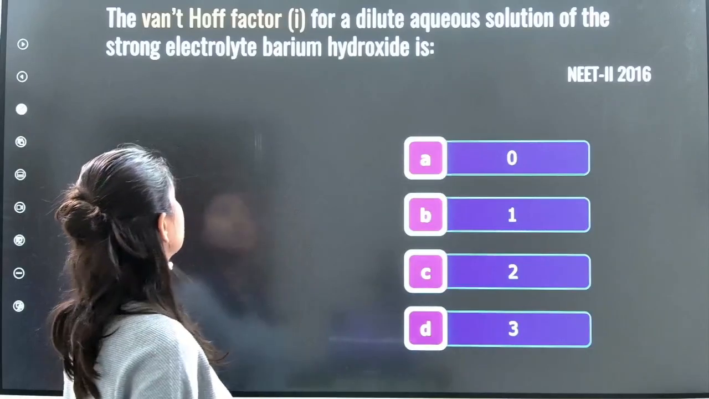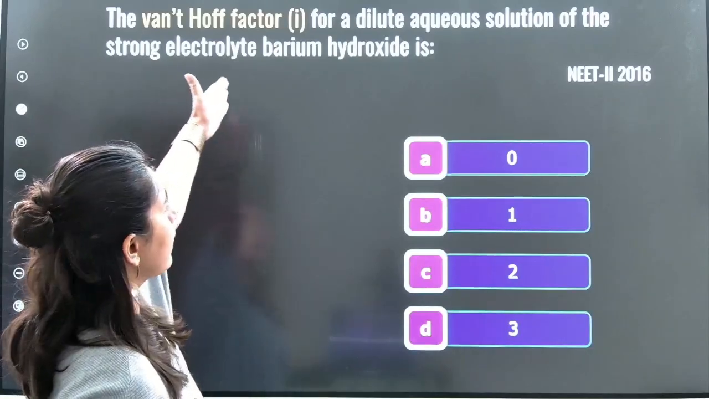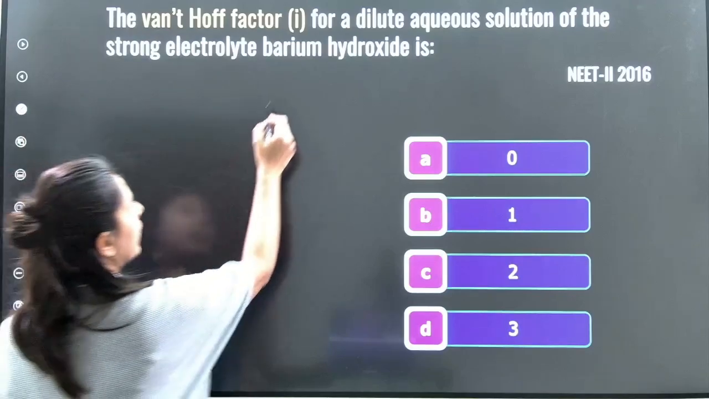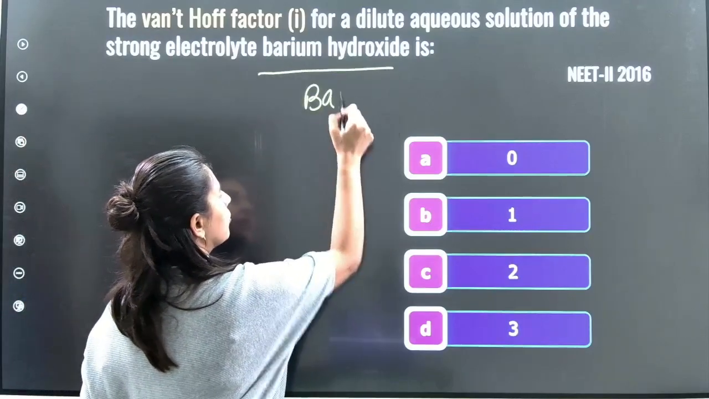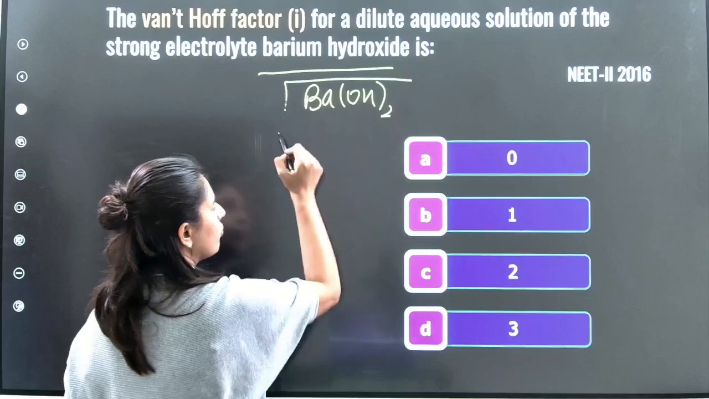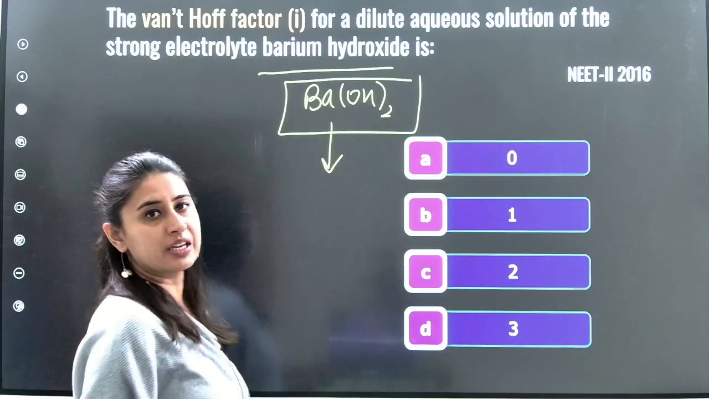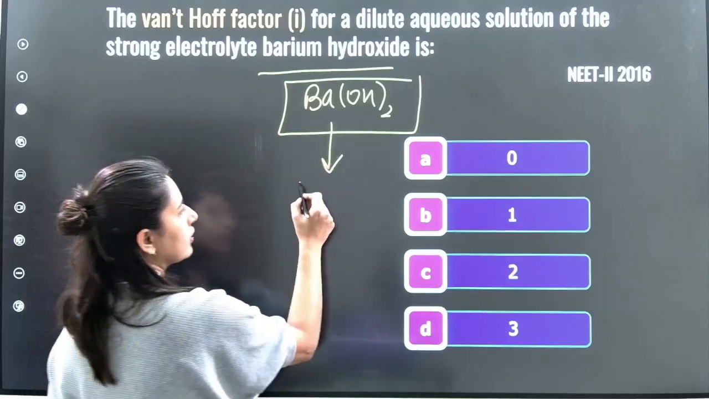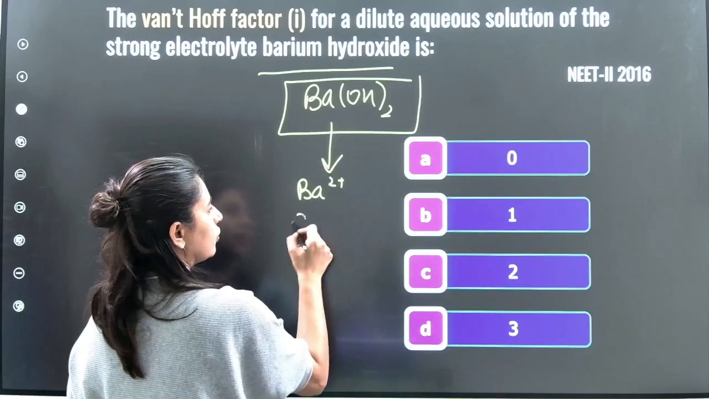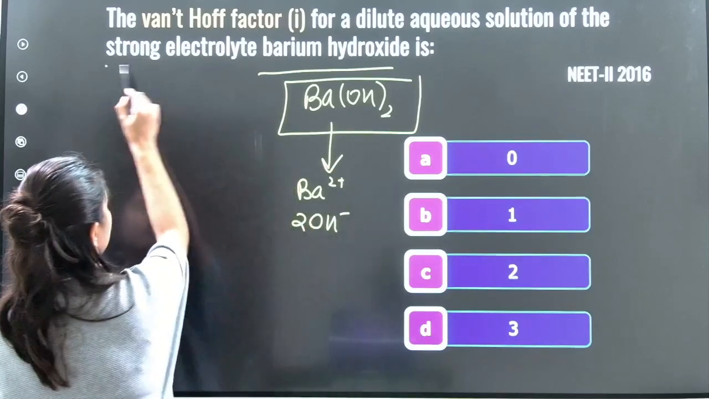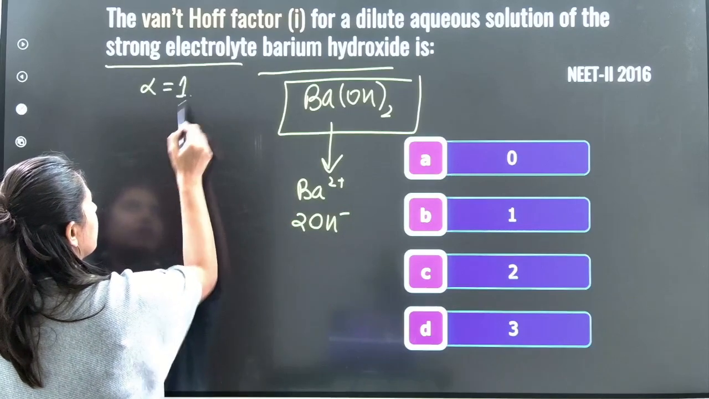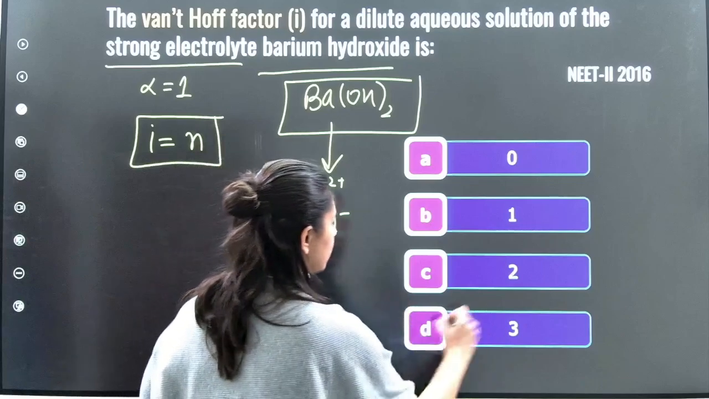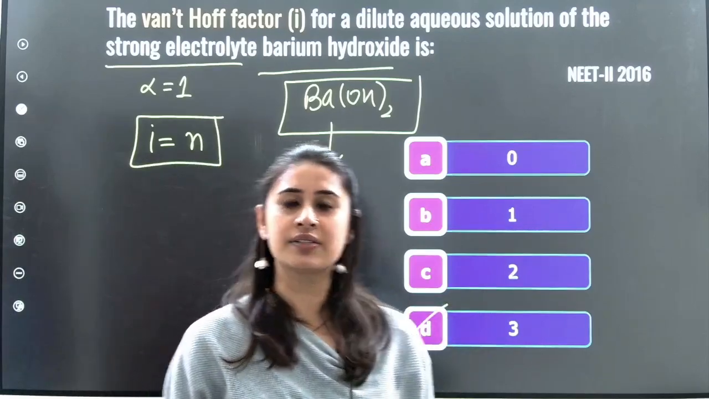Let's look at this rapid fire question. Van 't Hoff factor for a dilute aqueous solution of strong electrolyte barium hydroxide. The question was to test whether you know the molecular formula of barium hydroxide or not. That's it. When we talk about barium hydroxide, you're going to get Ba2+ and 2 OH minus. Since it's mentioned strong electrolyte, we'll take alpha equal to 1. So i is equal to the number of ions dissociated, which is 3. So D becomes the answer to this question.